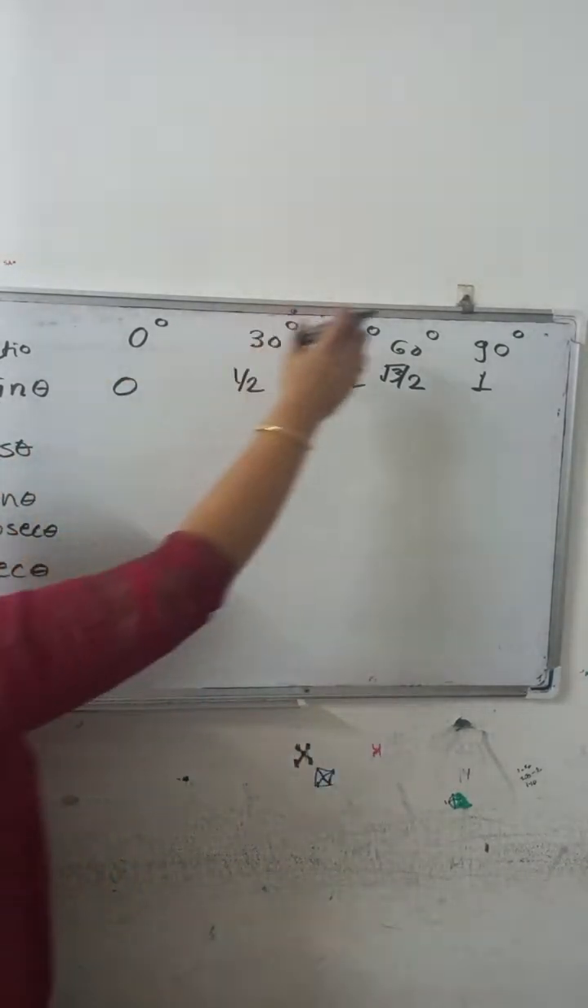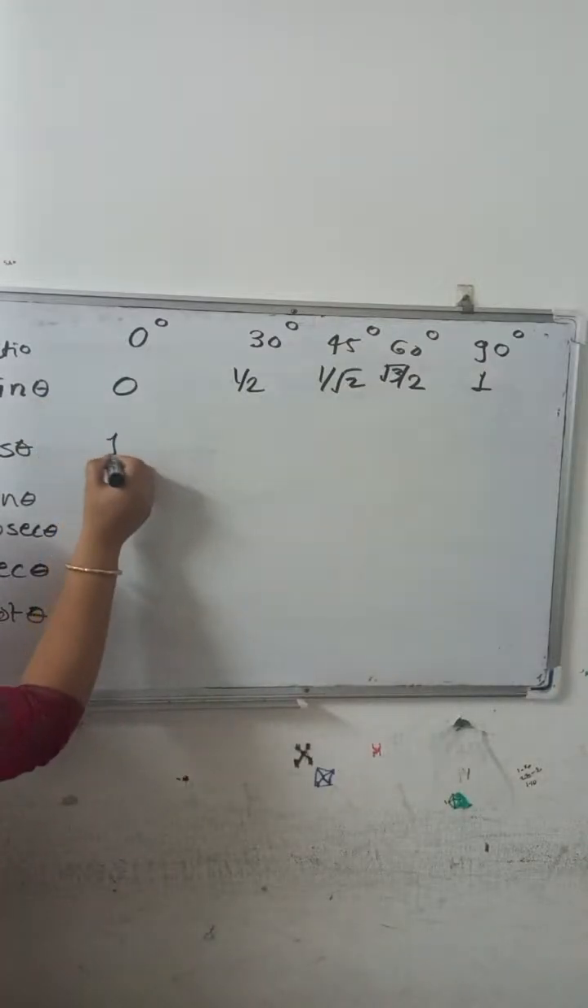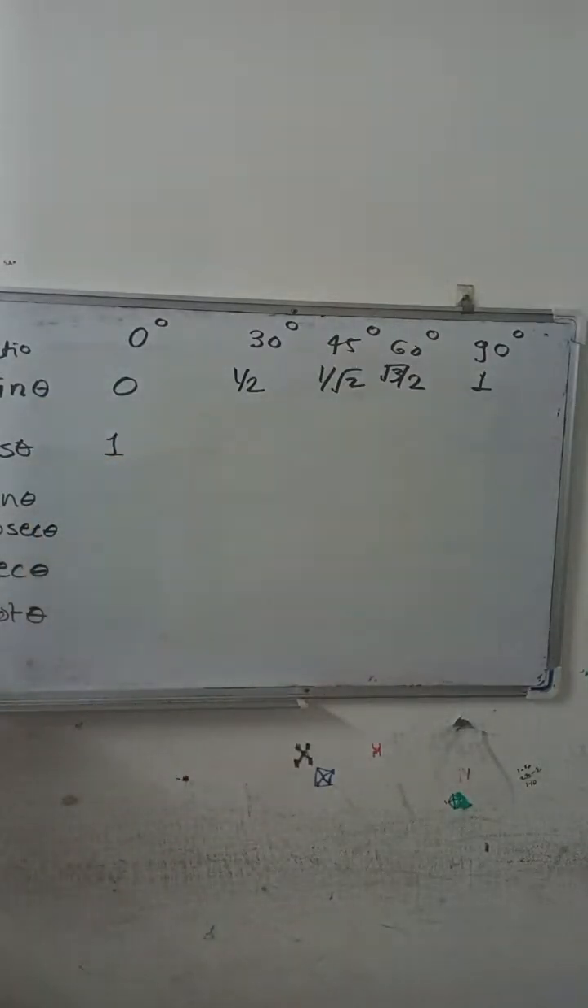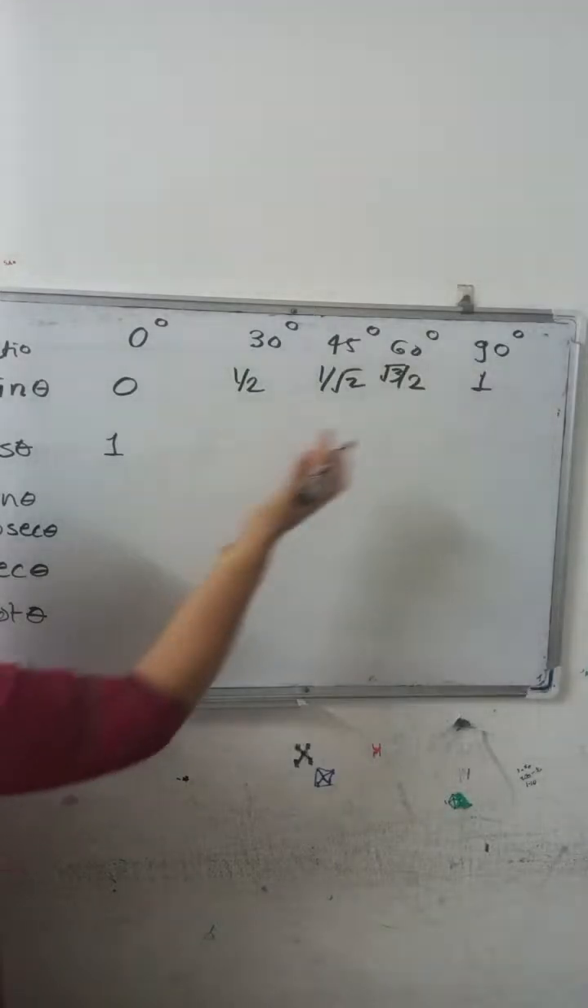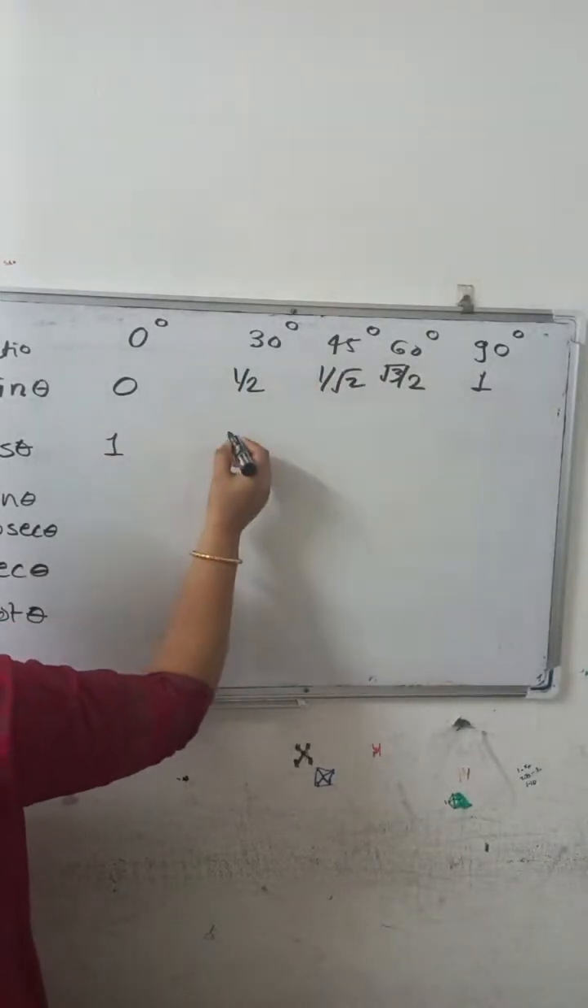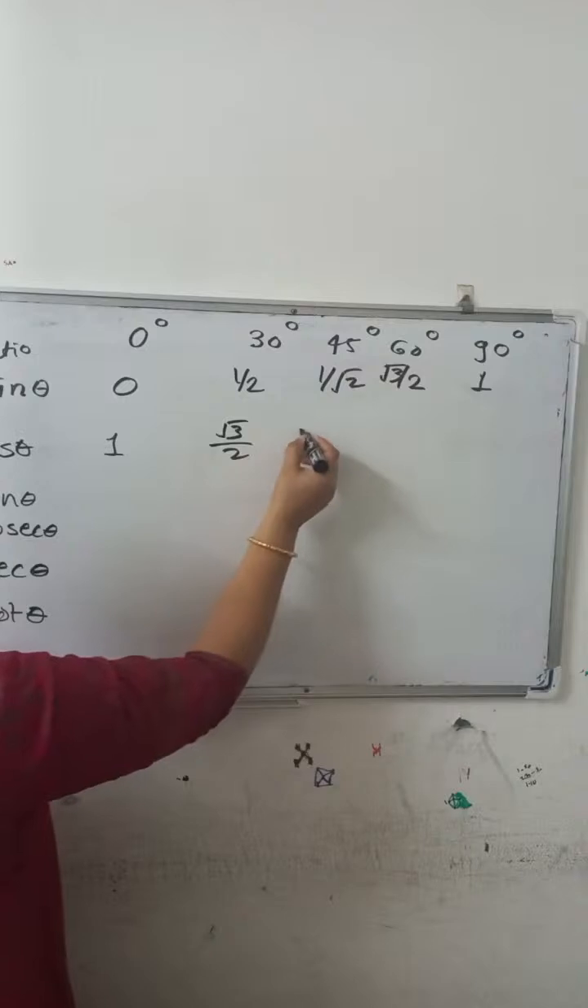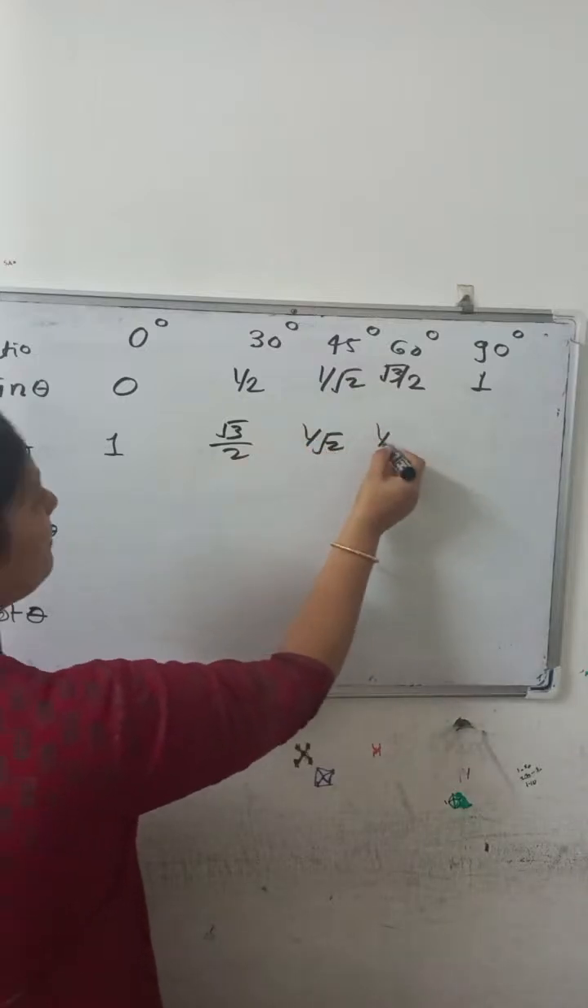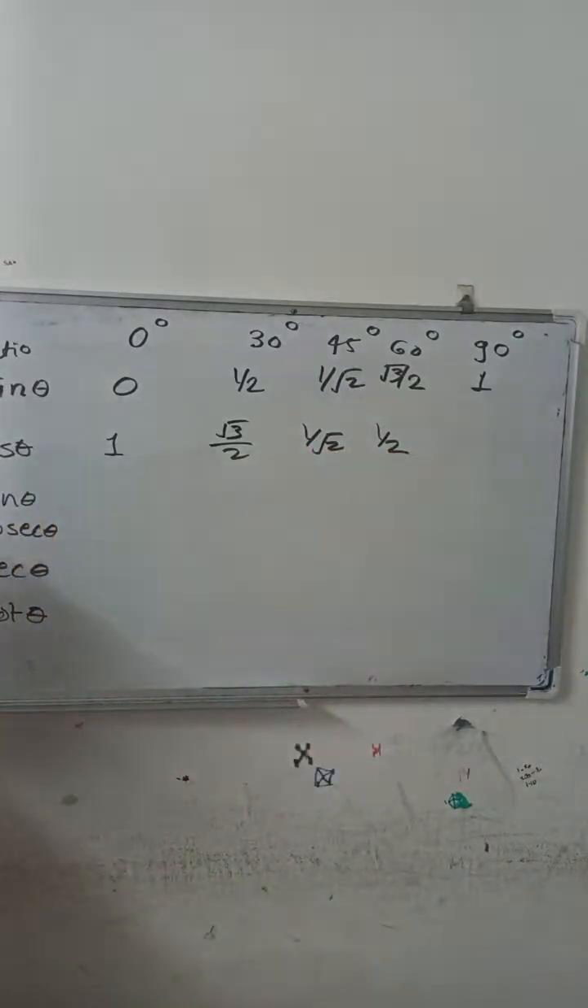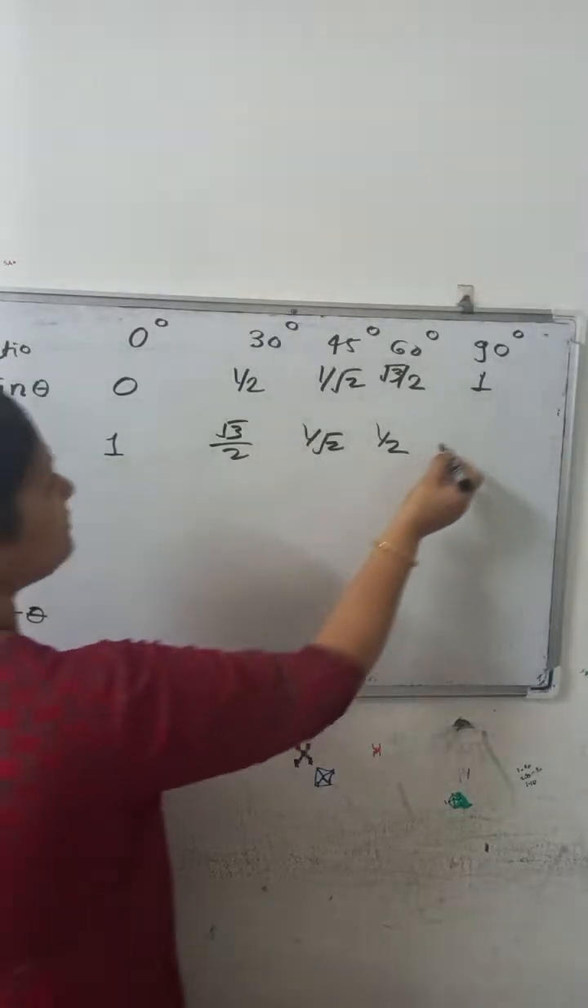Then write for cos. Cos 0 begins with 1. Then write the reverse of the sin values for cos: root 3 by 2, 1 by root 2, 1 by 2, and now 0.